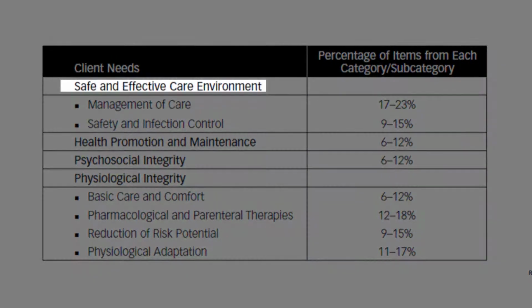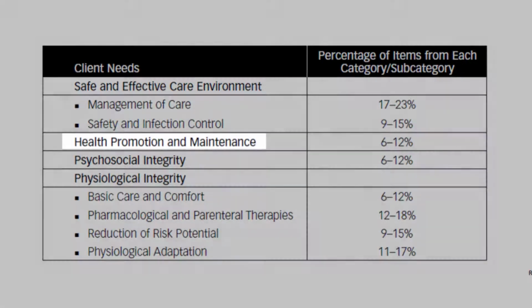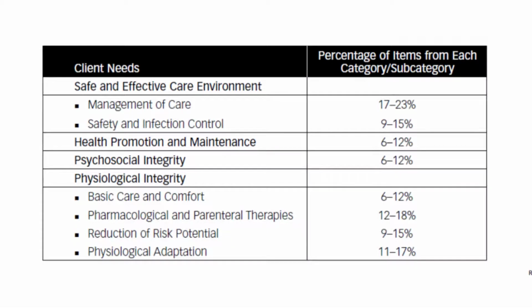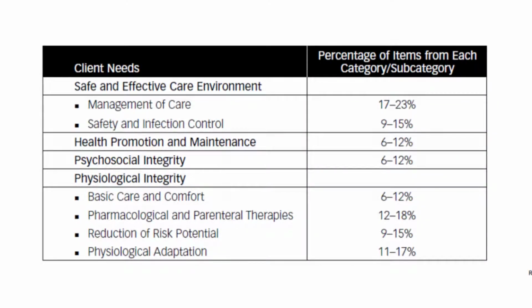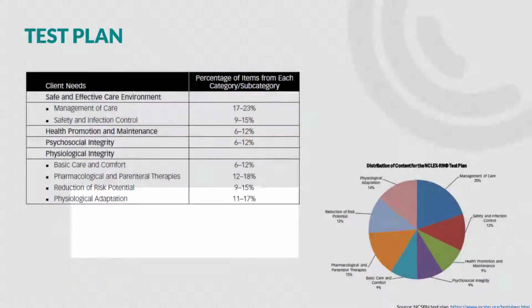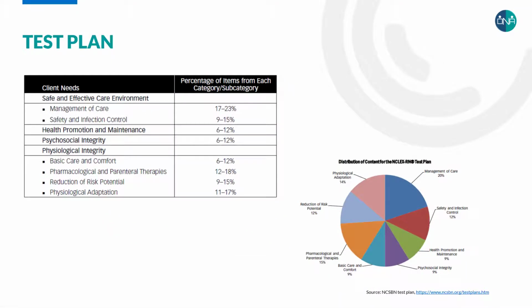Safe and effective care environment is the first category, followed by health promotion and maintenance. The next is psychosocial integrity, and last is physiological integrity with 4 subcategories. There are sample questions that I will provide later on with these categories and subcategories. Feel free to pause the video later to learn more about them. But now, let's take a look at the first category and its subcategory.